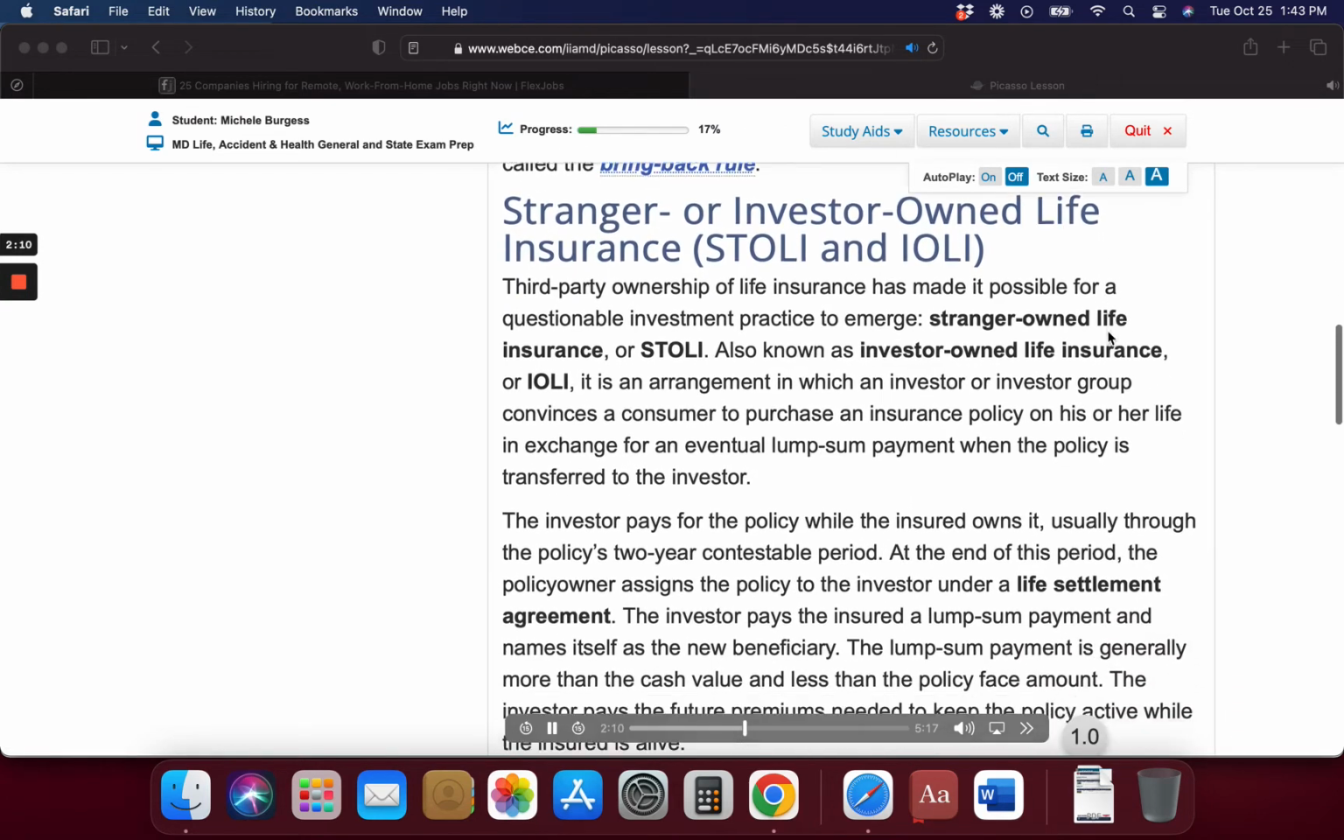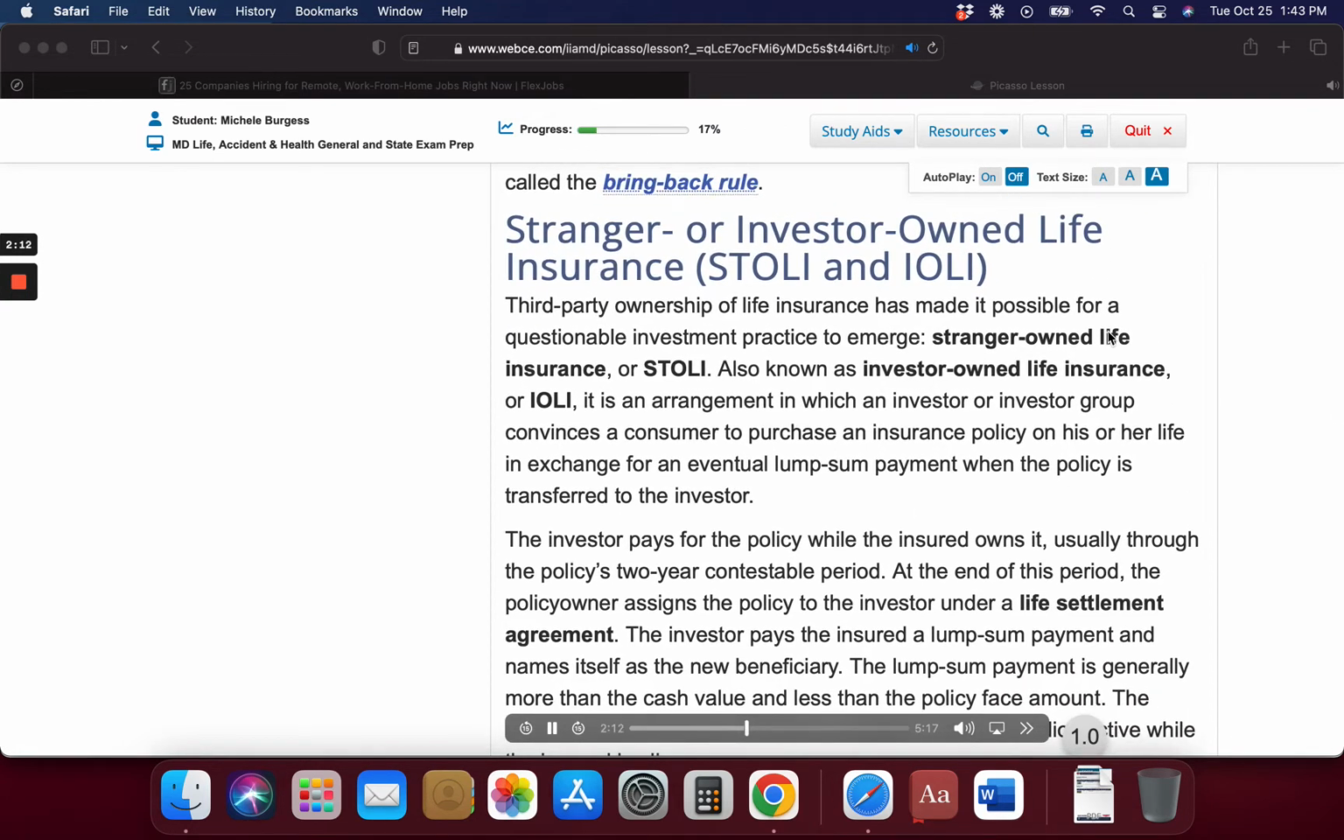Stranger or investor-owned life insurance, STOLI and ILI. Third-party ownership of life insurance has made it possible for a questionable investment practice to emerge, stranger-owned life insurance, or STOLI. Also known as investor-owned life insurance, or ILI, it is an arrangement in which an investor or investor group convinces a consumer to purchase an insurance policy on his or her life in exchange for an eventual lump sum payment when the policy is transferred to the investor.